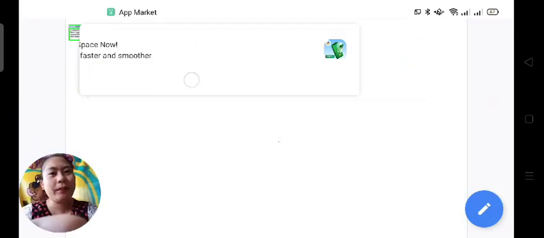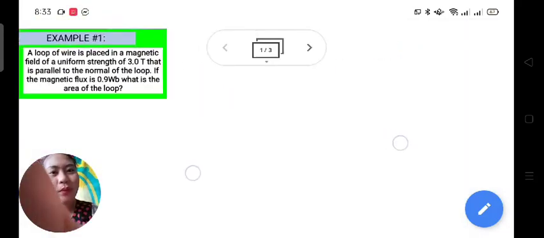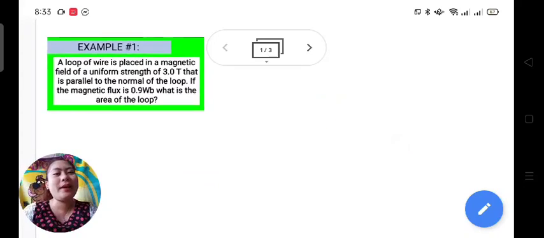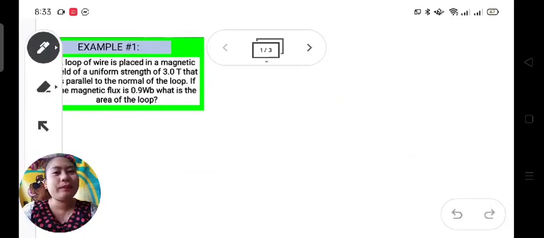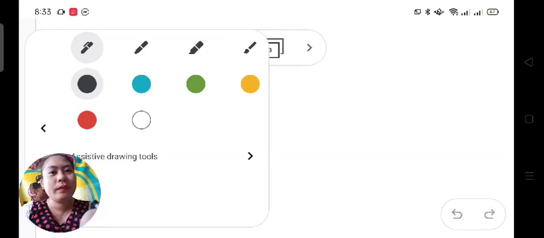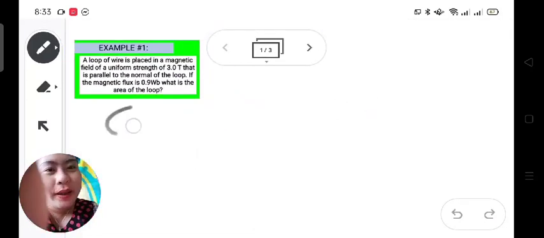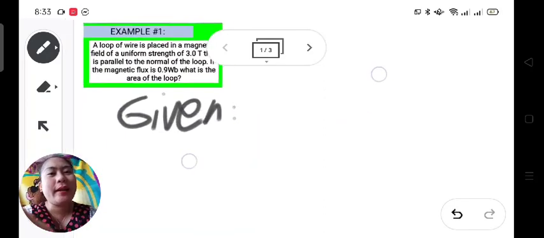Okay, so we have here example number 1. A loop of wire is placed in magnetic field. Sabi niya ganyan. So, first, let's determine the given. Ano ba yung mga given natin?